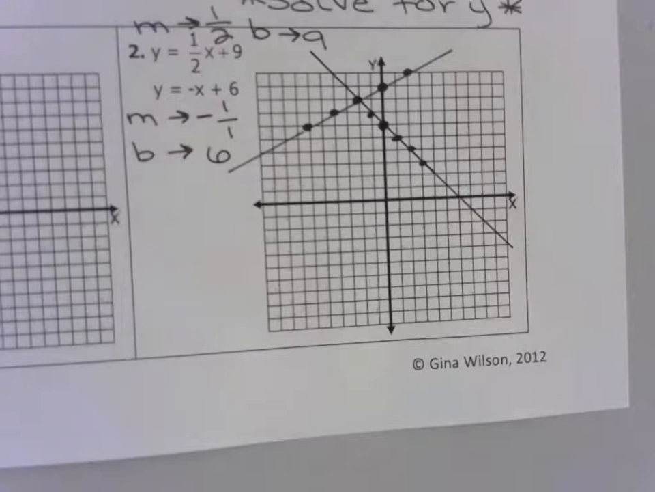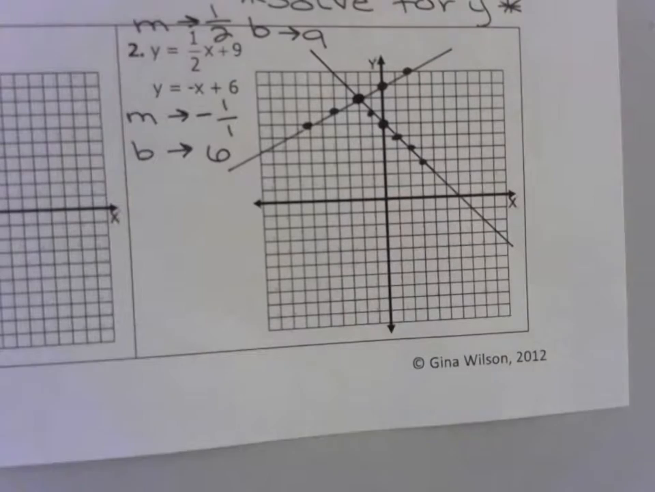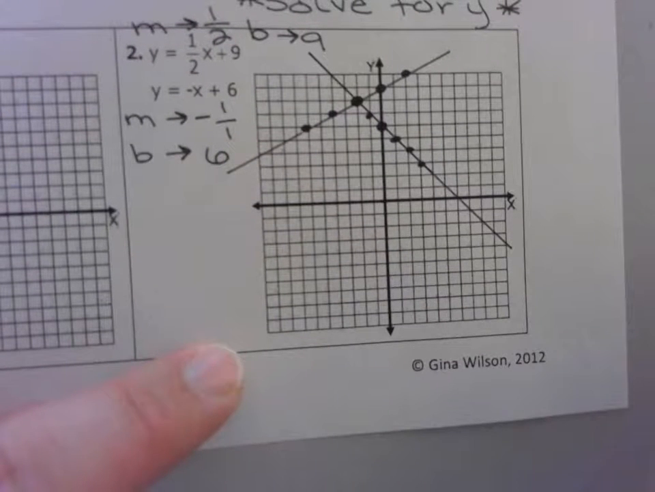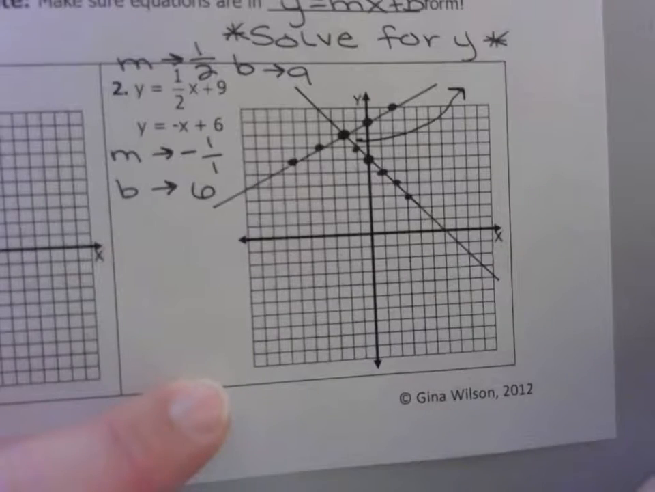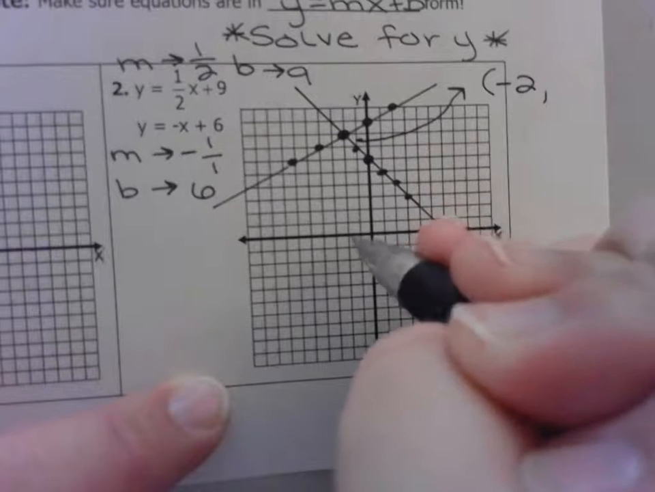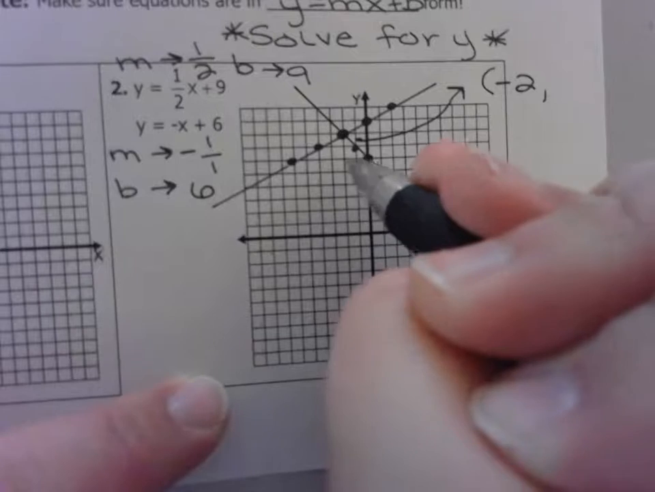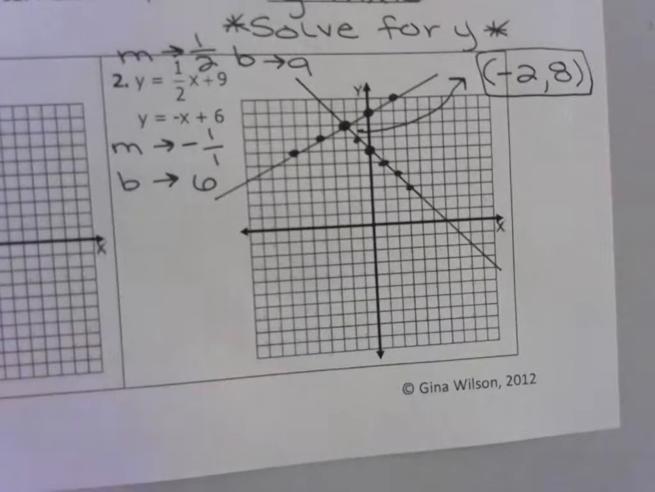Normally I don't care, but I want to see the point where they intersect. That is my answer. You have to write down the point. So what point do they intersect at? What is this point right here? -2. You go left 2, you go up 1, 2, 3, 4, 5, 6, 7, 8. So -2, 8 is your answer. I need to see an ordered pair. You have to have the ordered pair where they cross. Can we do this? I think so.